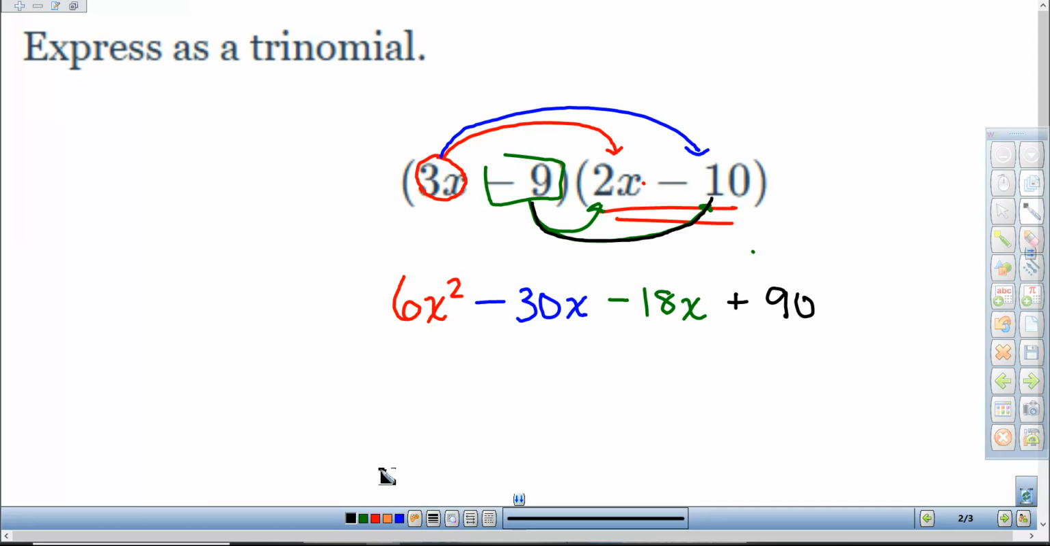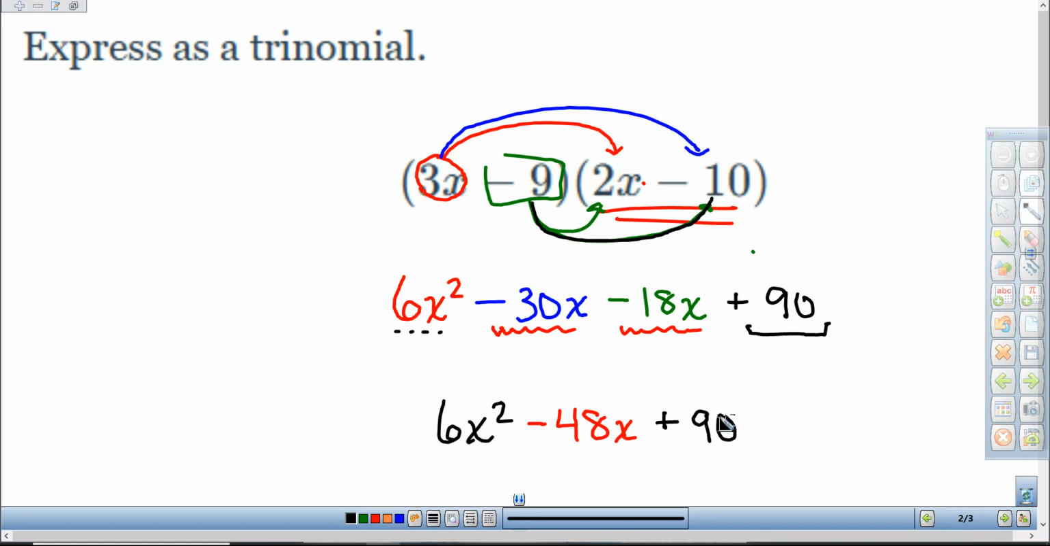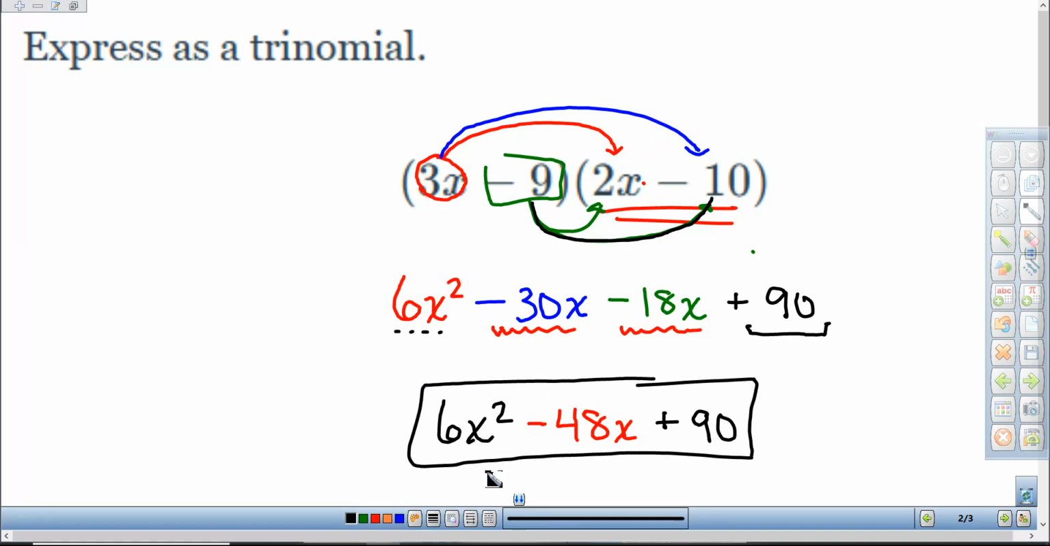Now I need to combine where I can. 6x squared is the only term of its kind. Negative 30x and negative 18x, again, they're both negative. So it's going to be a deeper negative. It's going to be negative 48x. And then we have the constant of 90, and it's positive, so plus 90. And this is your answer. This is in standard form, highest degree down to the constant. And it is a trinomial, as they suggested here.